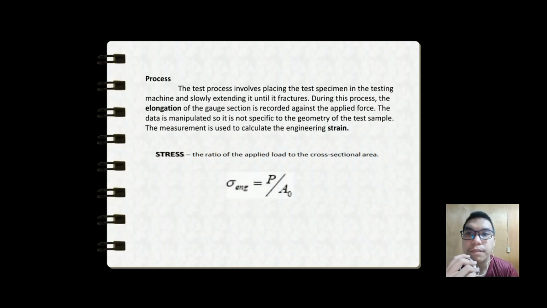Next is the process. The test process involves placing the test specimen in the testing machine and slowly extending it until it fractures. During this process, the elongation of the gauge section is recorded against the applied force. The data is manipulated so it's not specific to the geometry of the test sample. The measurement is used to calculate the engineering strain. So we all know that stress is the ratio of the applied load to the cross-sectional area, with applied load denoted by P and the cross-sectional area denoted by A sub 0.